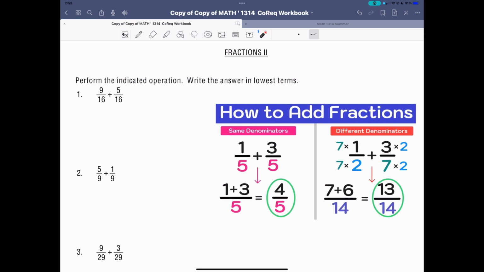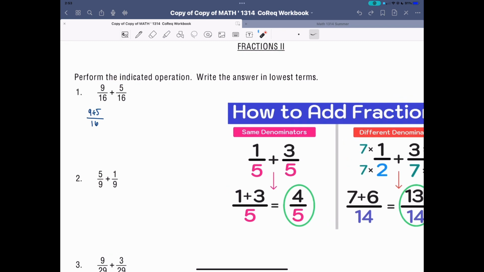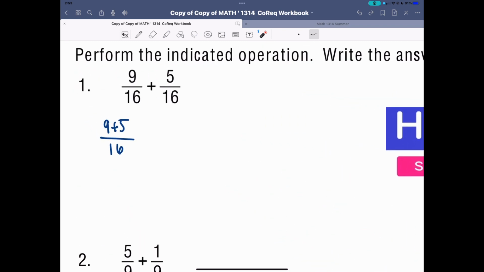So now from here, number 1, we're going to say that we have 9/16 plus 5/16. So we only have to add the numerators. 9 plus 5 equals 14 over 16. And then I reduce that by 2, and then I get 8/7.